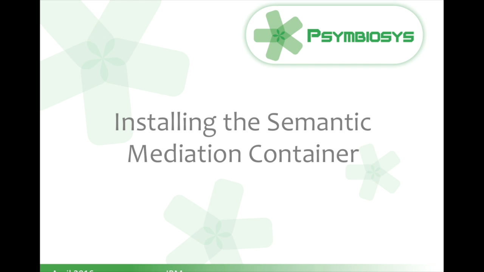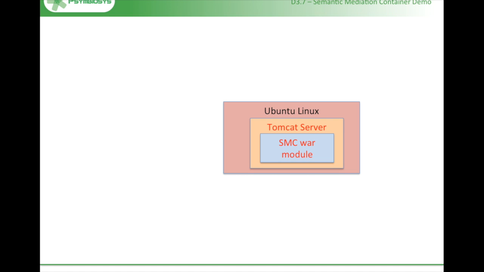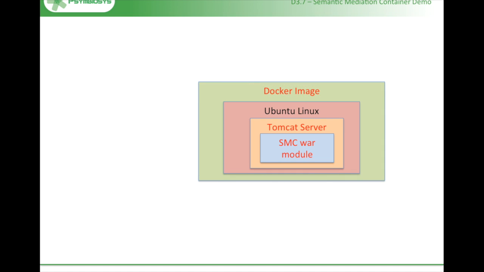Let's start demonstrating the semantic mediation container with the installation phase. The semantic mediation container is a WAR module which runs as a plugin to Tomcat server. Tomcat server could run, for instance, on a Ubuntu Linux, and that could be embedded within a Docker image.